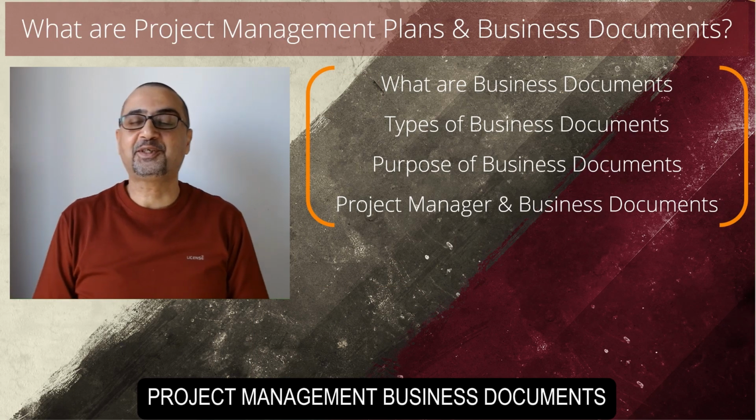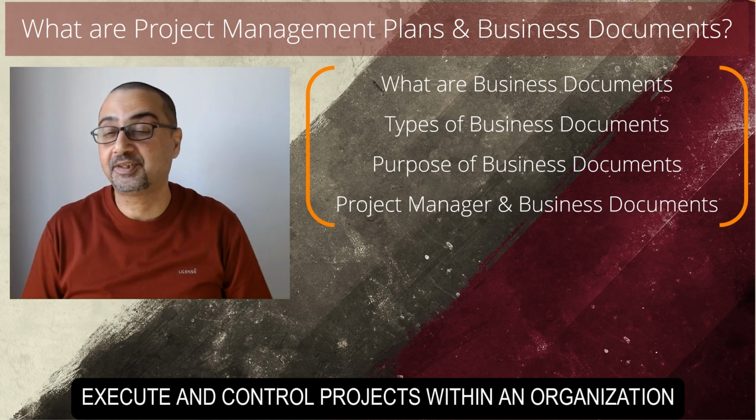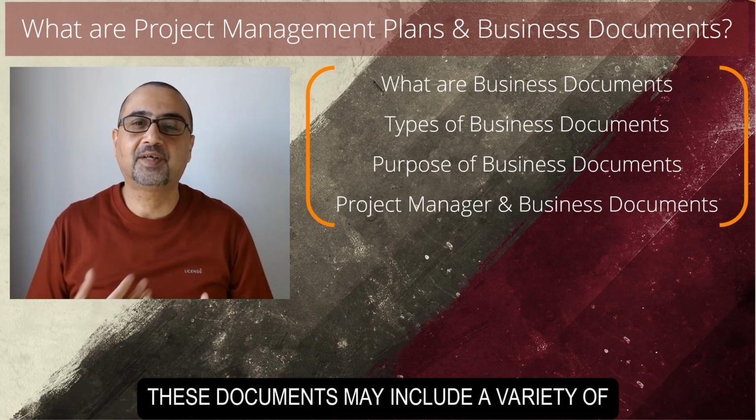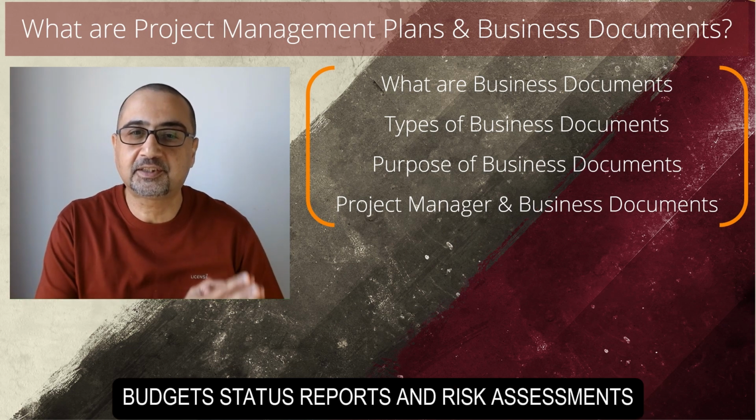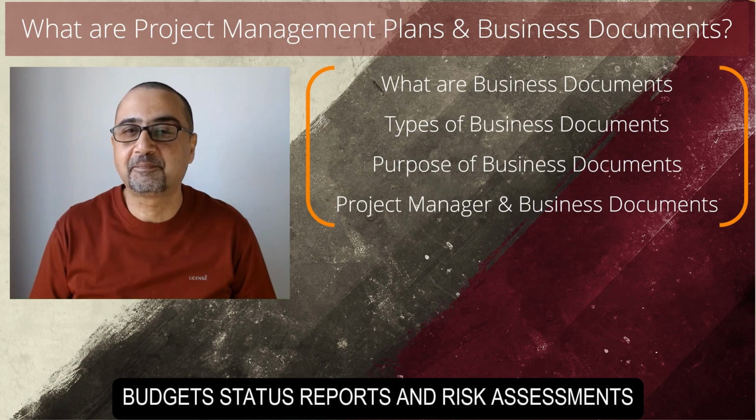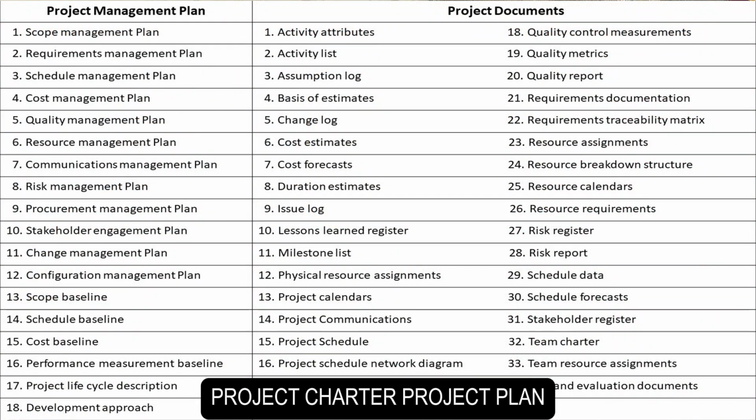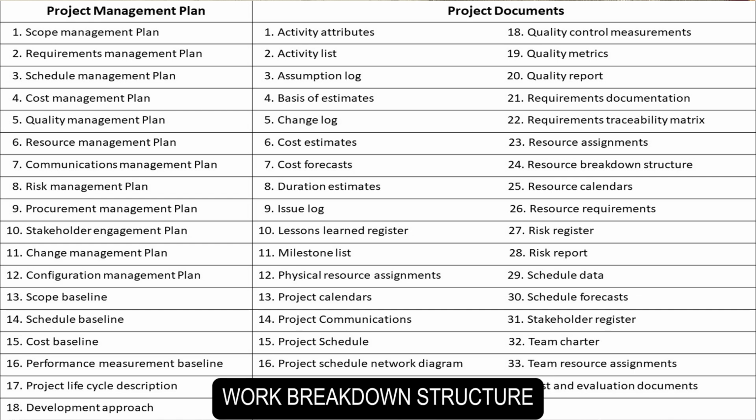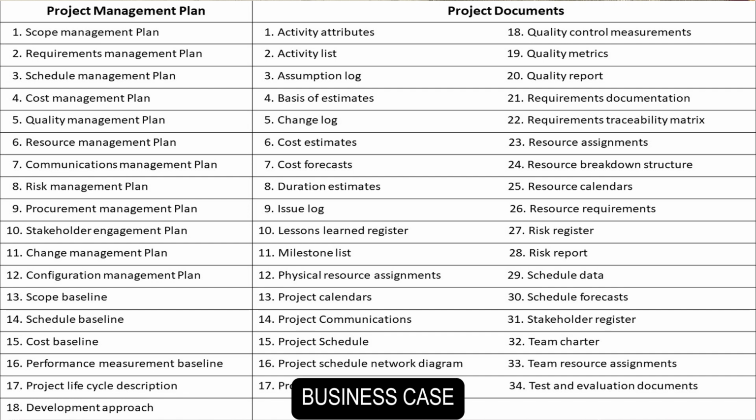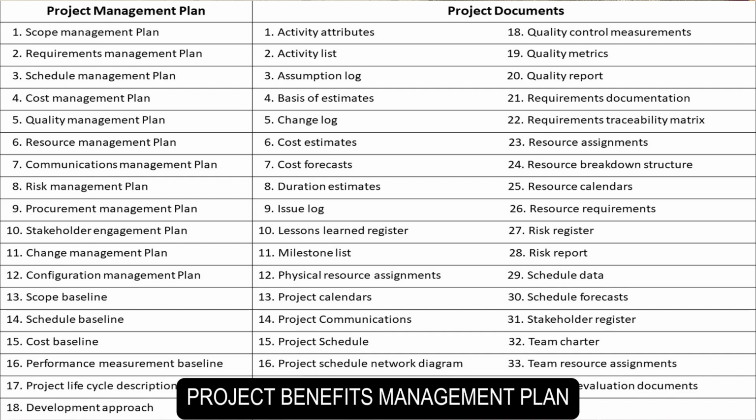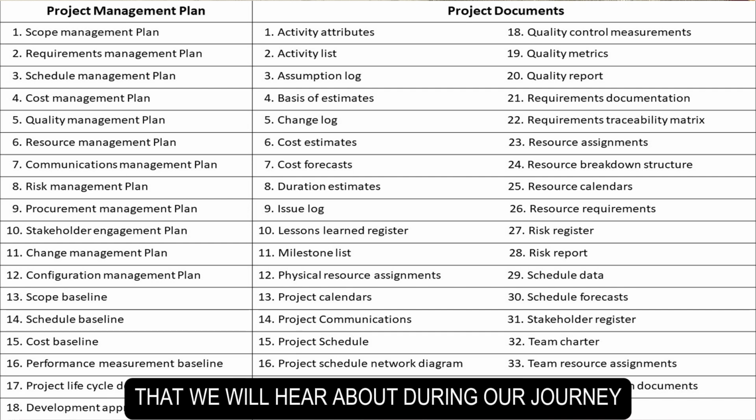Project management business documents are documents that are used to plan, execute, and control projects within an organization. These documents may include a variety of different types of information such as project plans, schedules, budgets, status reports, and risk assessments. Some common types of project management business documents include project charter, project plan, work breakdown structure, risk management plan, status reports, business case, project benefits management plan, and many others that we will hear about during our journey.